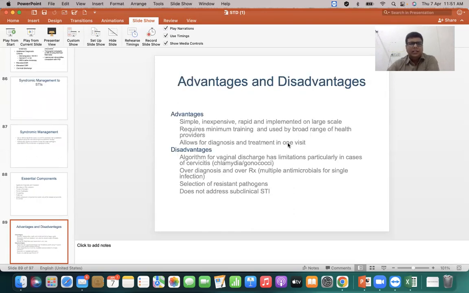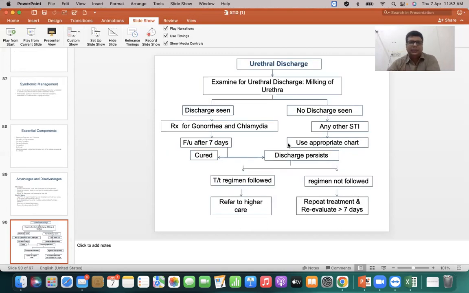What are the advantages and disadvantages? Advantages: simple, inexpensive, rapid, and can be implemented on a large scale. It requires minimum training and can be used by a broad range of health providers. It allows for diagnosis and treatment in one visit. Disadvantages: the algorithm for vaginal discharge has limitations, particularly in cases of cervicitis. Over-diagnosis and over-treatment can occur, like multiple antimicrobials for a single infection. Selection of resistant pathogens occurs, and it does not address subclinical STIs.